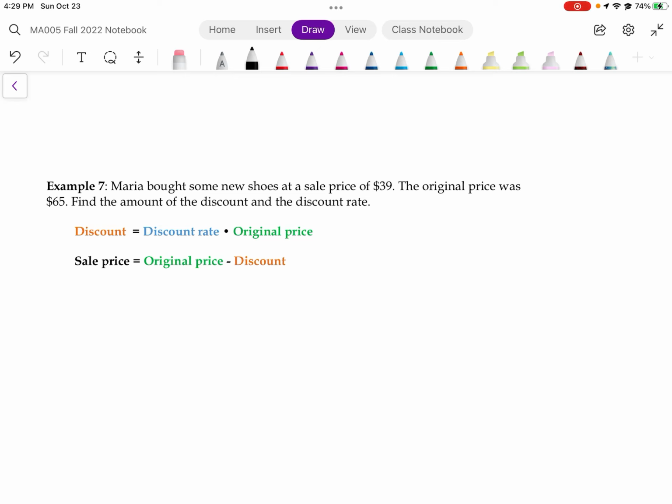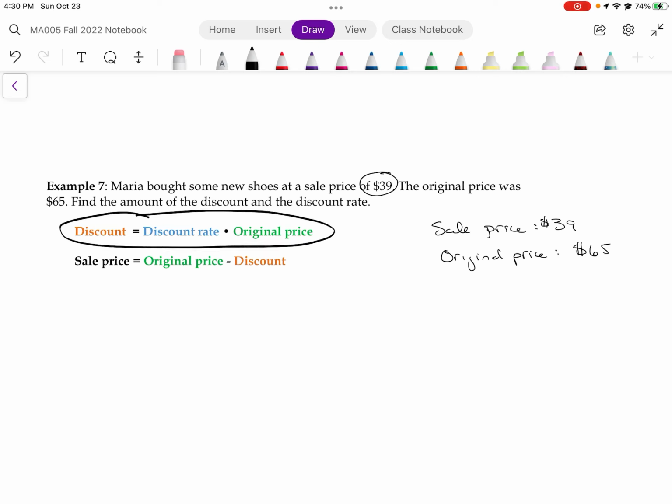Okay, so Maria bought some new shoes at a sale price. This is a little bit different, but we've got the sale price of $39, and the original price was $65. Find the amount of the discount and the discount rate. First we need to find the discount, because in order to do this equation, we need to know the discount before we can find the rate. So we need to kind of work backwards through these.